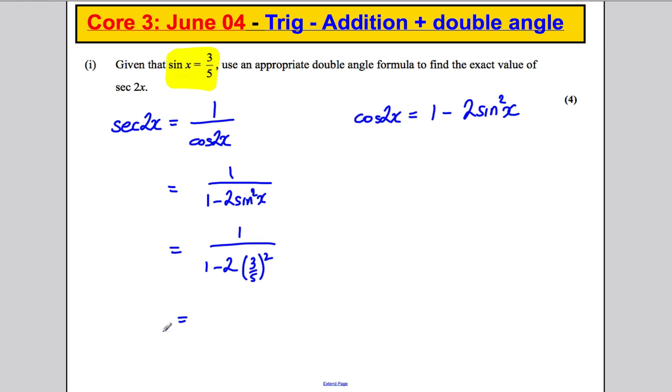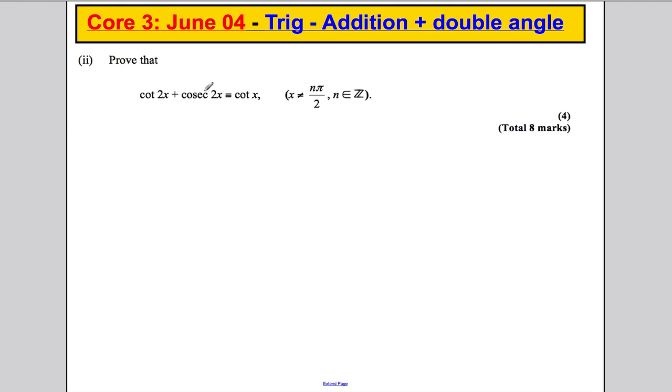And if we just type that in our calculator, 1 divided by 1 subtract 2 multiplied by 3/5 squared, we get ourselves 25 over 7. 25 over 7, and that is sec 2x. Done for 4 marks. Next part, prove the following is true.